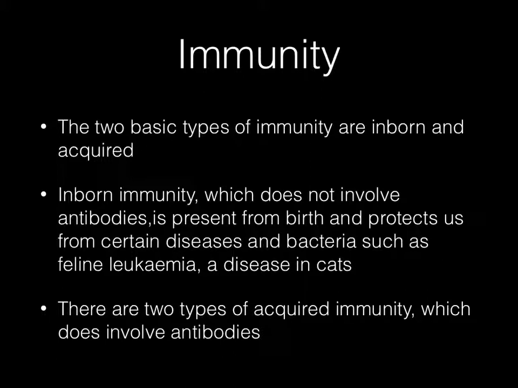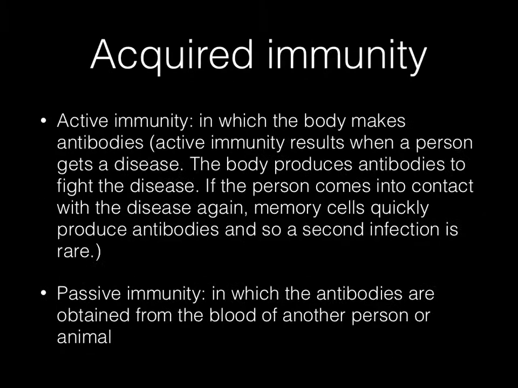There are two types of acquired immunity, which does involve antibodies. We have active immunity, in which the body makes antibodies. Active immunity results when a person gets a disease. The body produces antibodies to fight the disease. If the person comes in contact with the disease again, memory cells quickly produce antibodies, so the second infection is rare. Then we also have passive immunity, in which the antibodies are obtained from the blood of another person or animal.